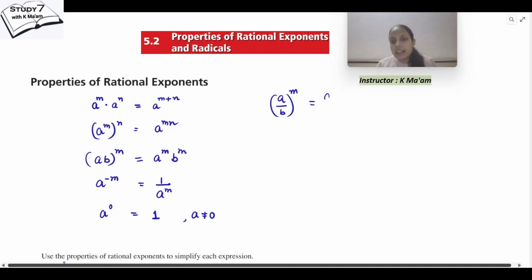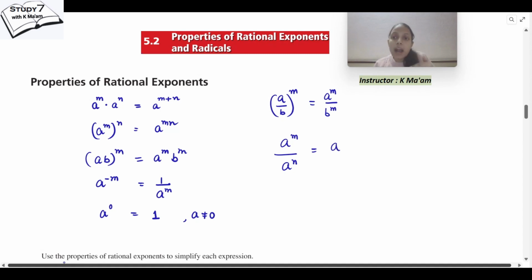The next is a over b to the whole power, and that's a quotient. I can rewrite it as a power m over b power m. And if you have a power m over a power n, they both are quotients. In the first, the bases were different, so we separate the power. In the next, the bases are the same, so I can arrange the power in a single term.